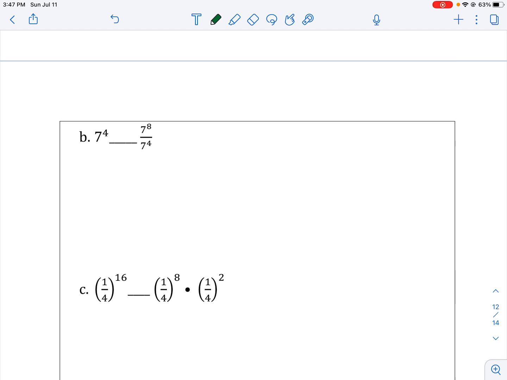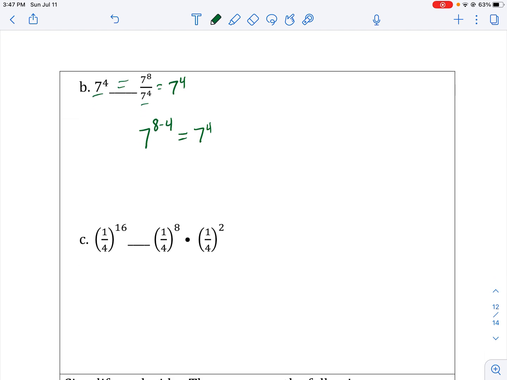So on this next one, I see that my bases are all the same. That's good. On the left, 7 to the 4th, I'm going to leave it alone. On the right, when I divide like bases, I take the exponent in the numerator, subtract it from the exponent in the denominator, which gives me 7 to the 4th power. So this side equals 7 to the 4th power. Since I have like bases, I compare exponents, and in this case, my exponents are equal.